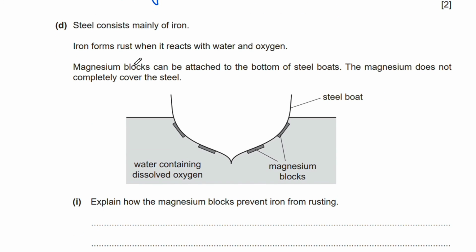Steel consists mainly of iron. Iron forms rust when it reacts with water and oxygen. Magnesium blocks can be attached to the bottom of steel boats. The magnesium does not completely cover the steel. Okay, so you can see the steel boats and magnesium blocks.